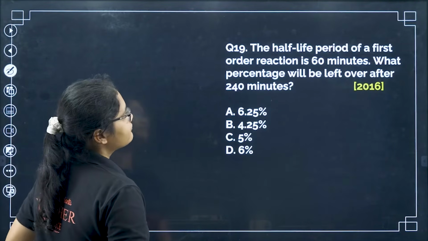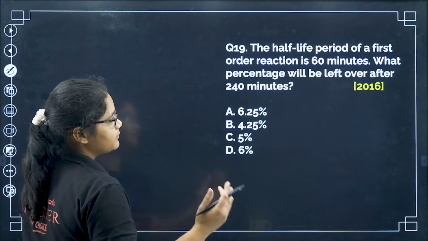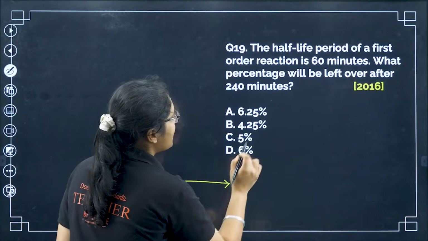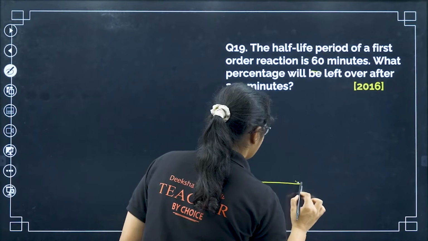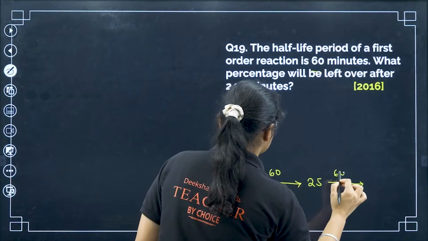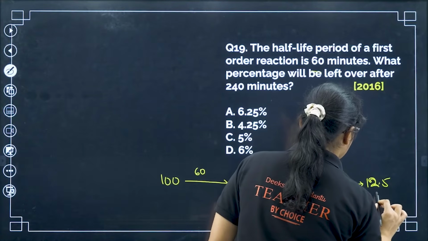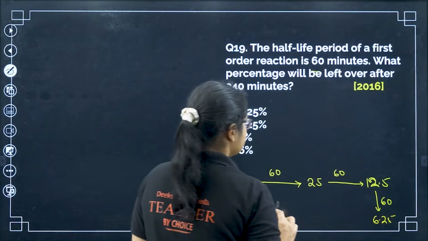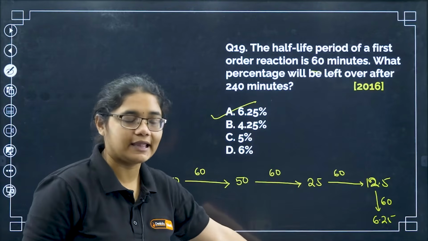So the half-life period of a first order reaction is 60 minutes. What percentage will be left after 240 minutes? Suppose I started from 100. The half-life is 60 minutes, so after 60 minutes it becomes 50%. Then again after 60 minutes it becomes 25%, then after 60 minutes 12.5%, then again after 60 minutes it becomes 6.25%. So 6.25% is left. That is option number A here.